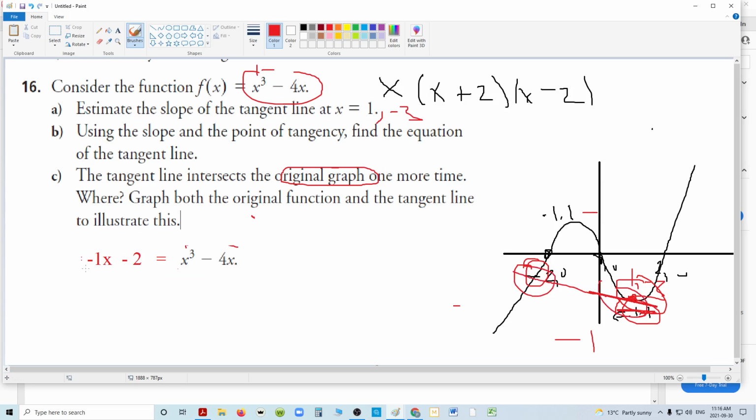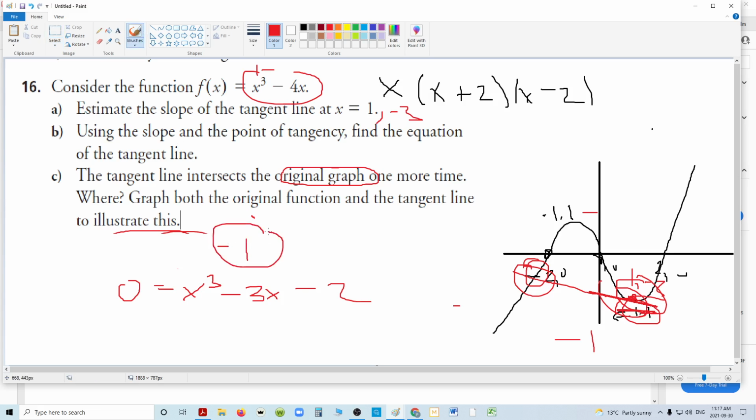Here and here. Let's get it all on the same side. We're going to add 1x. We're going to add 2. So we get 0 equals x cubed minus 3x minus 2. You might say, well, I can't solve that because it's a cubic, except that we know one of the points already. We know one of the points is (1, minus 3). So we know one of the factors is 1, or sorry, minus 1, right?